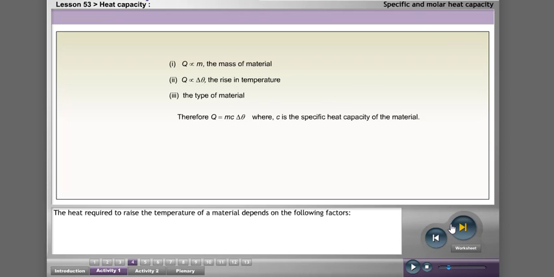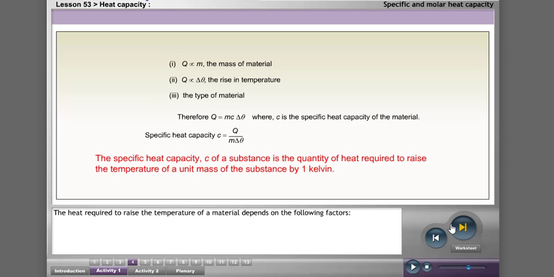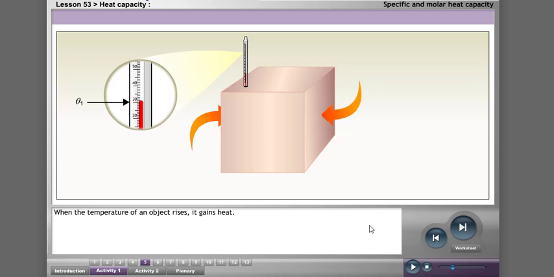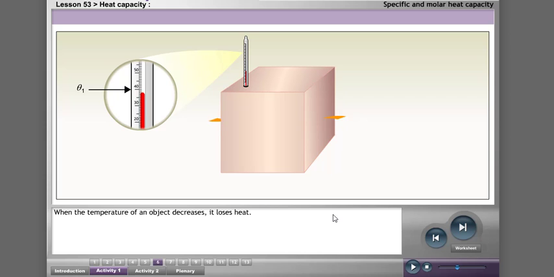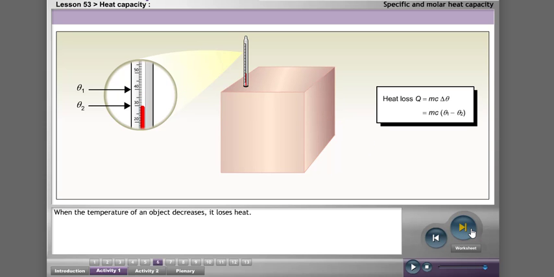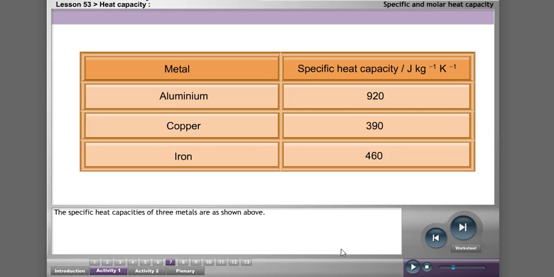The heat required to raise the temperature of a material depends on the following factors. When the temperature of an object rises, it gains heat. When the temperature of an object decreases, it loses heat. The specific heat capacities of three metals are as shown above.